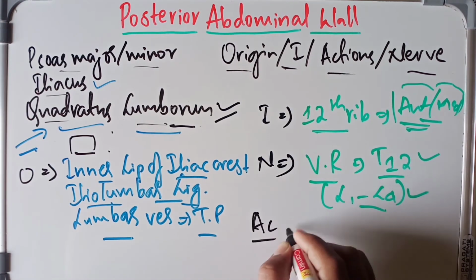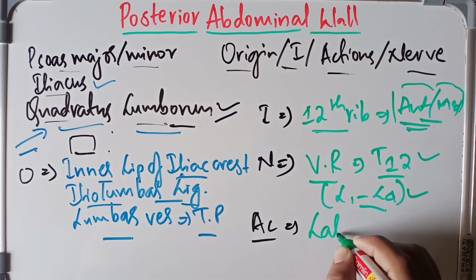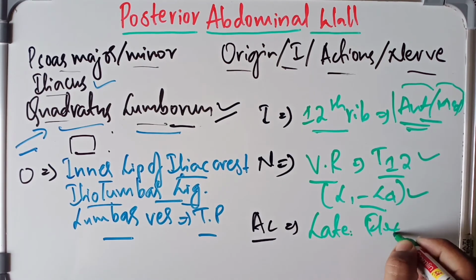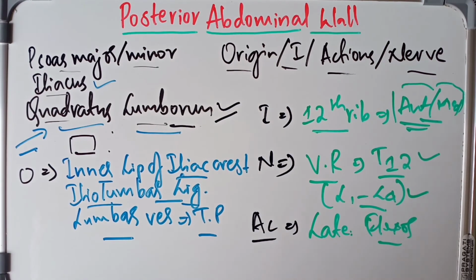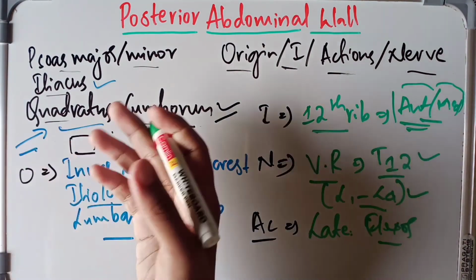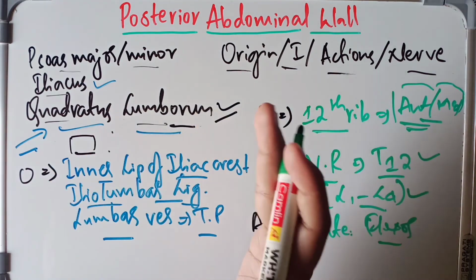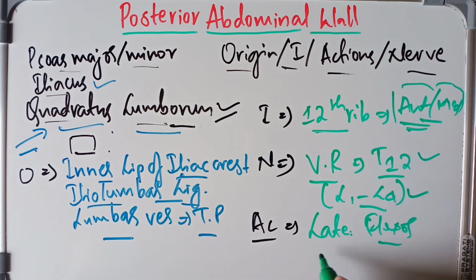And finally, what about the actions of the quadratus lumborum? It is a lateral flexor of the lumbar vertebral column, and it fixes the 12th rib during inspiration for effective contraction of the diaphragm. The muscles of both sides will act together and extend the lumbar vertebral column. They are also flexors, and both of them will act for extension also.